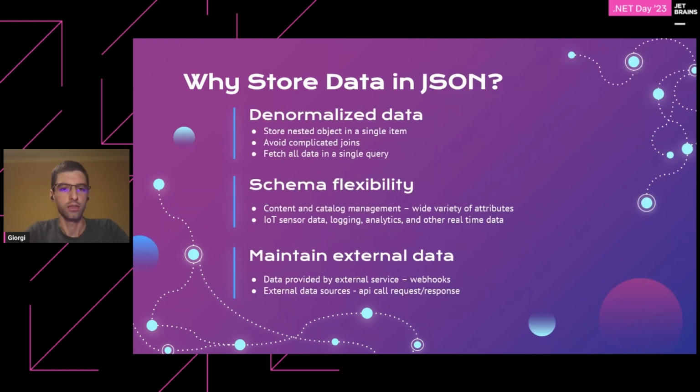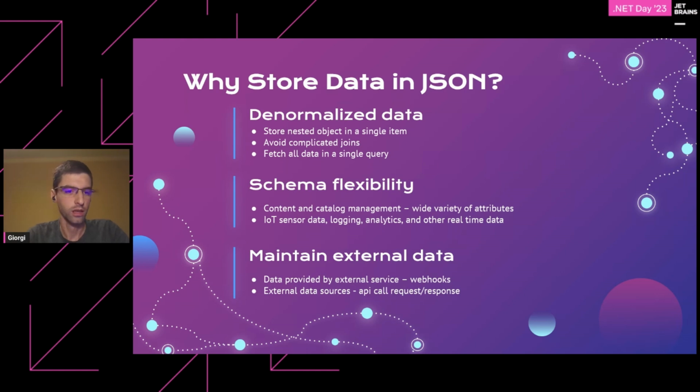So why store data in JSON in a relational database? Well, it has several benefits. If you have a relational database and most of your data is relational and you don't need a dedicated document database, you could just store data in a non-relational way. It will allow you to denormalize your data. You can store nested structures in a single item and avoid complicated joins between tables. And you will be able to fetch all the data in a single query.